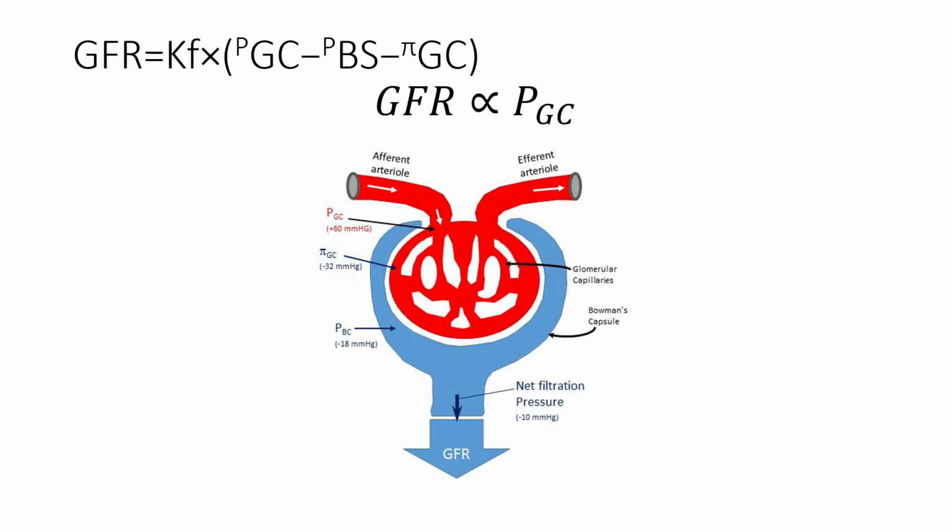So you can say that GFR is directly proportional to PGC. And if we have to go to a formula, GFR is equal to Kf, the coefficient of filtration, times PGC minus PBS minus pi GC. Now pi GC is the oncotic pressure inside the glomerular capillary, and PBS is the hydrostatic pressure inside the Bowman's capsule, and this determines the GFR.